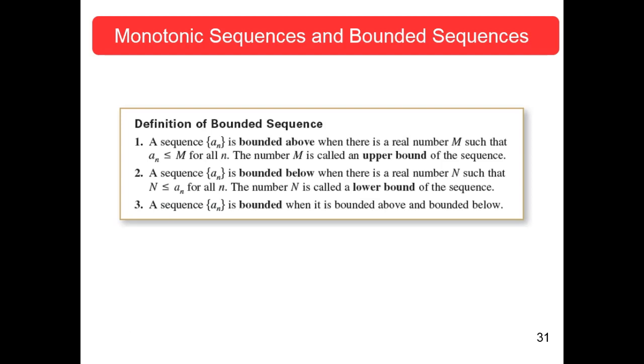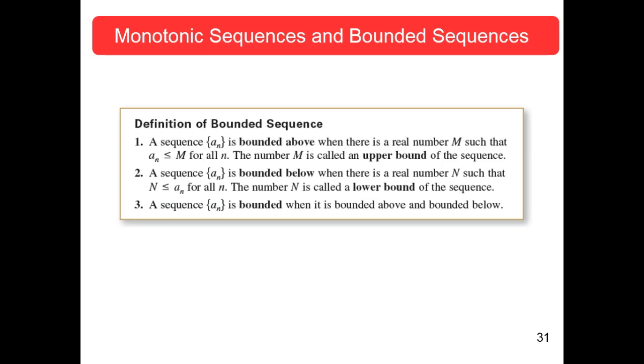Here's your definition. A sequence a sub n is bounded above when there's some real number, capital M, such that a sub n, that nth term, is always less than or equal to that upper bound, M, for all n. No matter how far you go, a sub n will be less than that. That's bounded from above. In other words, M is the upper bound of that sequence. A sequence a sub n is bounded below when there's some real number.